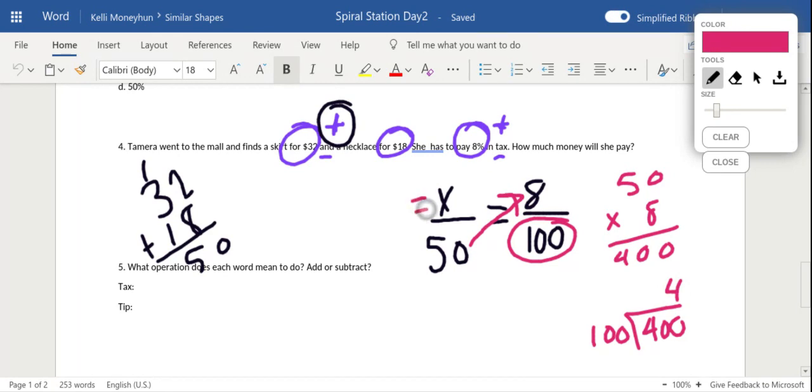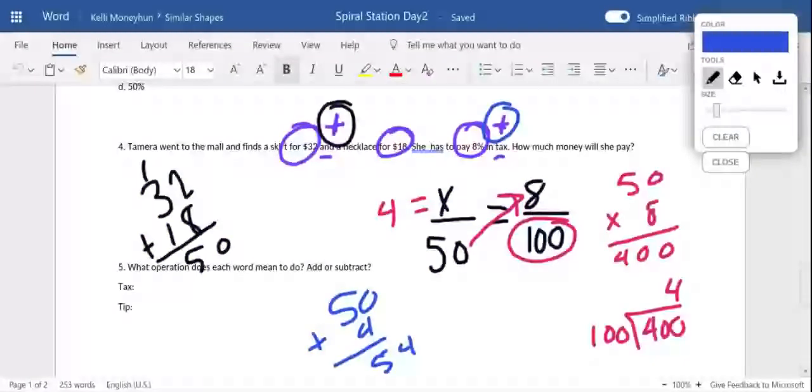Okay, so that means my x equals 4, but that's not what my question is asking. It's not asking how much the tax is. It says how much money will she pay. Okay, so I need to go back and do my last add. Okay, so I had $50 and I added $4 in tax. So my total is $54. Okay, so if you had all of that already on your paper, go ahead and put a plus 10 at the front of your page.